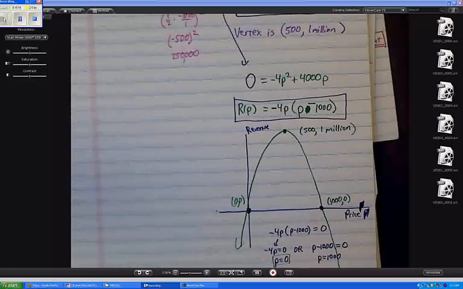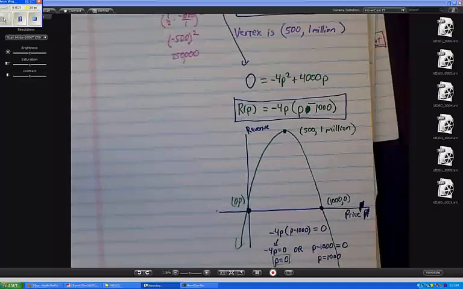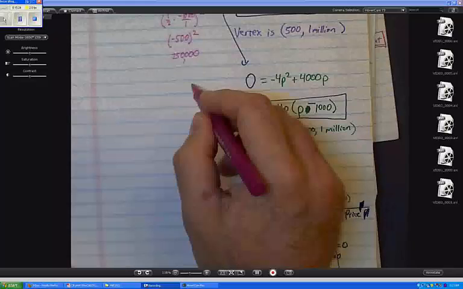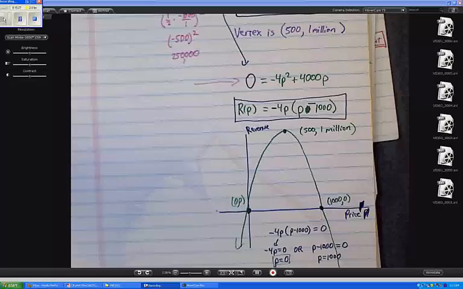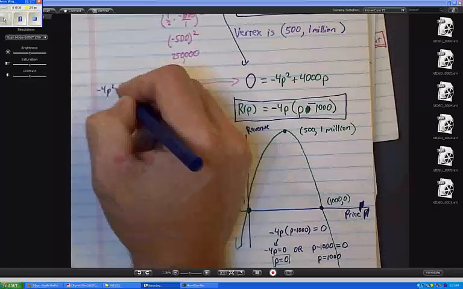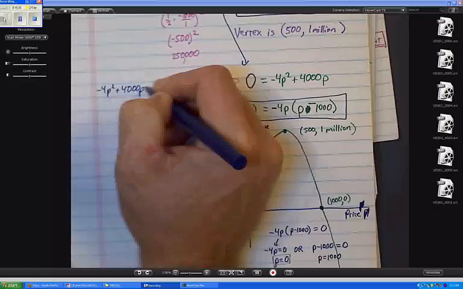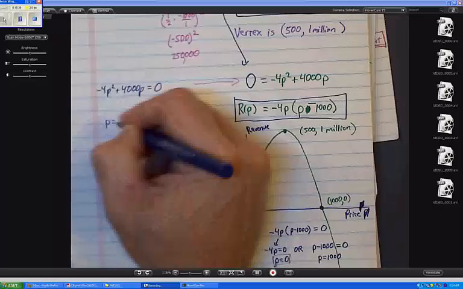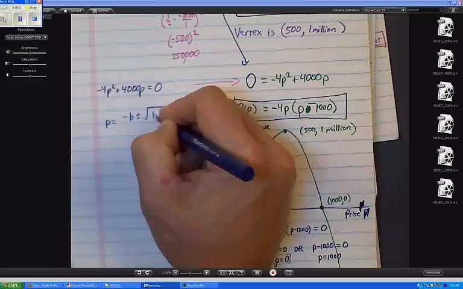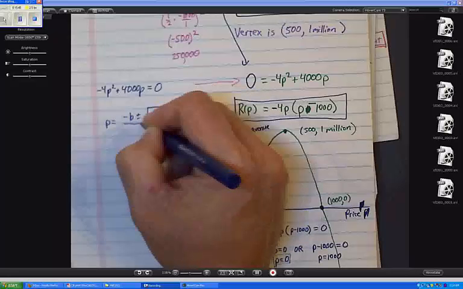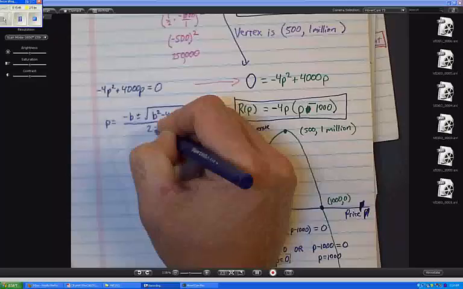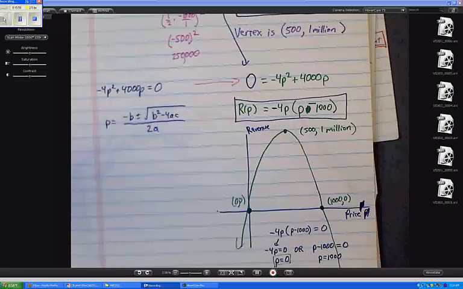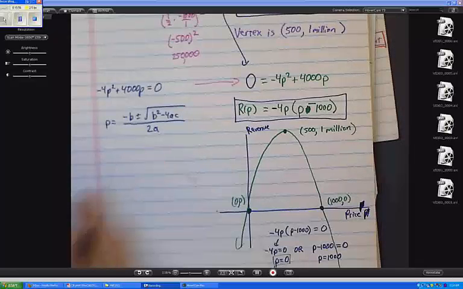Now I have more to say still. Could you have solved this equation a different way right here when we were finding the zeros? How else could you solve it? Quadratic what? Formula. You guys remember that formula? P equals negative b plus or minus the square root of b squared minus 4ac all over 2a. I know we covered that at the very beginning of the year, that packet. All right? You could do this as long as you know what A, B, and C are.